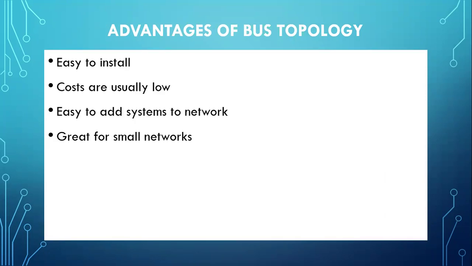In terms of the advantages of the bus topology, it's easy to install compared to the others. Costs are usually low in terms of maintenance and repair. It's easy and fast to add other systems to such a network, and it is great for small networks. So within small networks, you are talking about local area networks. This kind of topology is great to be used there.